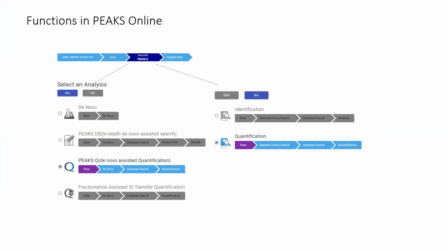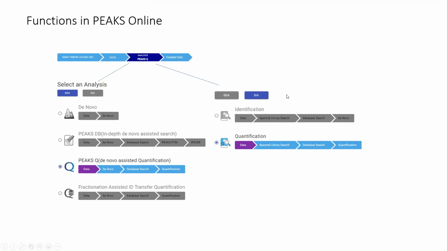Yeah, and just to review the functions that are in Peaks Online now. There are some different analyses that you're able to set up, and they're split into two different drop-down menus. For your DDA data set, you can do your traditional label-free quantification workflow, which I'll talk about here, or you can set up an identification workflow where you'll do database search, Peaks PTM, and SPIDER, or some other options here.